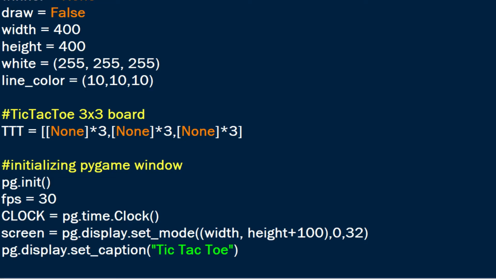We have reserved the 100 pixel space for displaying the status of the game. The next pg.display.set_mode initializes the display, and we reference it with the screen variable. This screen variable will be used whenever we want to draw something on the display. The pg.display.set_caption method is used to set a name that will appear on the top of the display window.